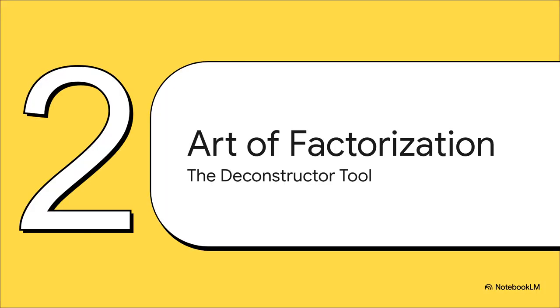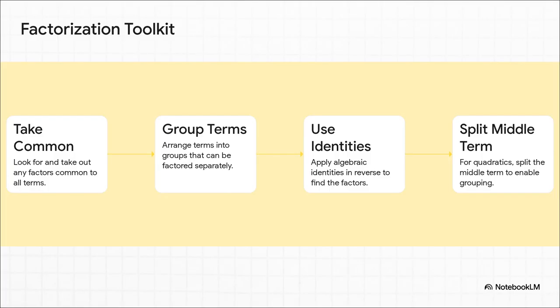So we've seen how to build expressions up, but what about taking them apart? That's where our next tool comes in, factorization. If identities are for building, factorization is our deconstructor tool. It's for breaking down those big, messy expressions into their simple core pieces. Now, factorization isn't just guesswork, it's a system. First thing you do, always, is look for a common factor you can pull out from every term. After that, you can try grouping terms together that look like they might share a factor. And hey, you can even use the identities we just learned, but backwards. And for quadratics, a really powerful move is splitting that middle term to help you group and factor. It's a solid step-by-step approach.